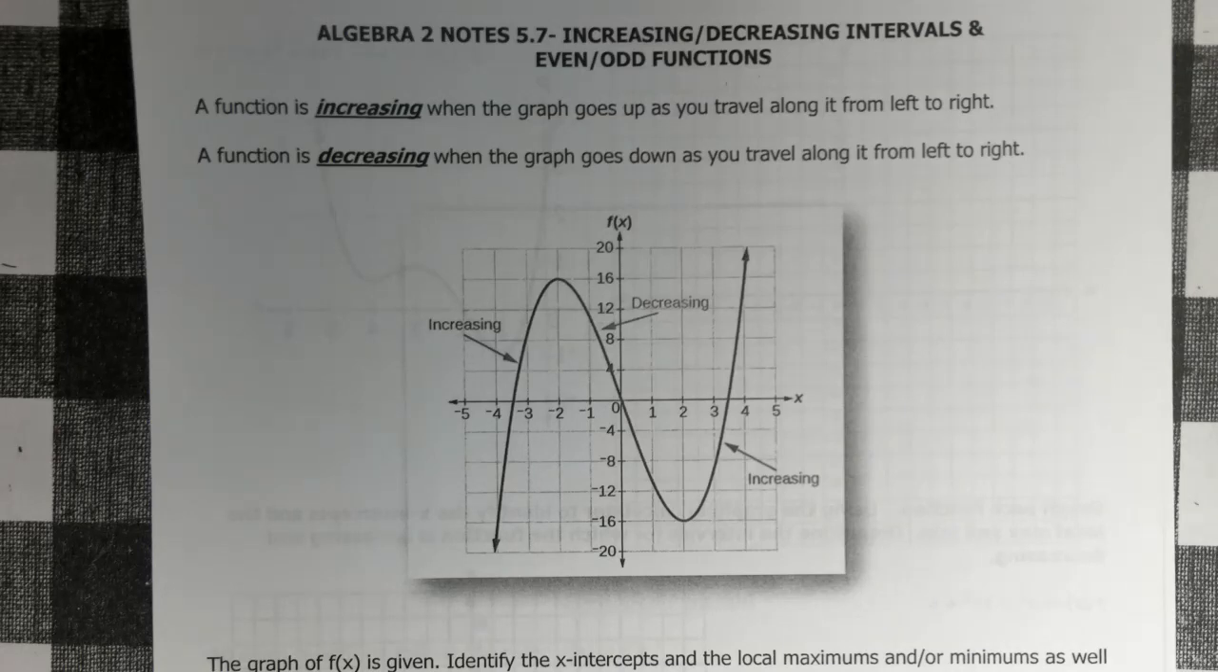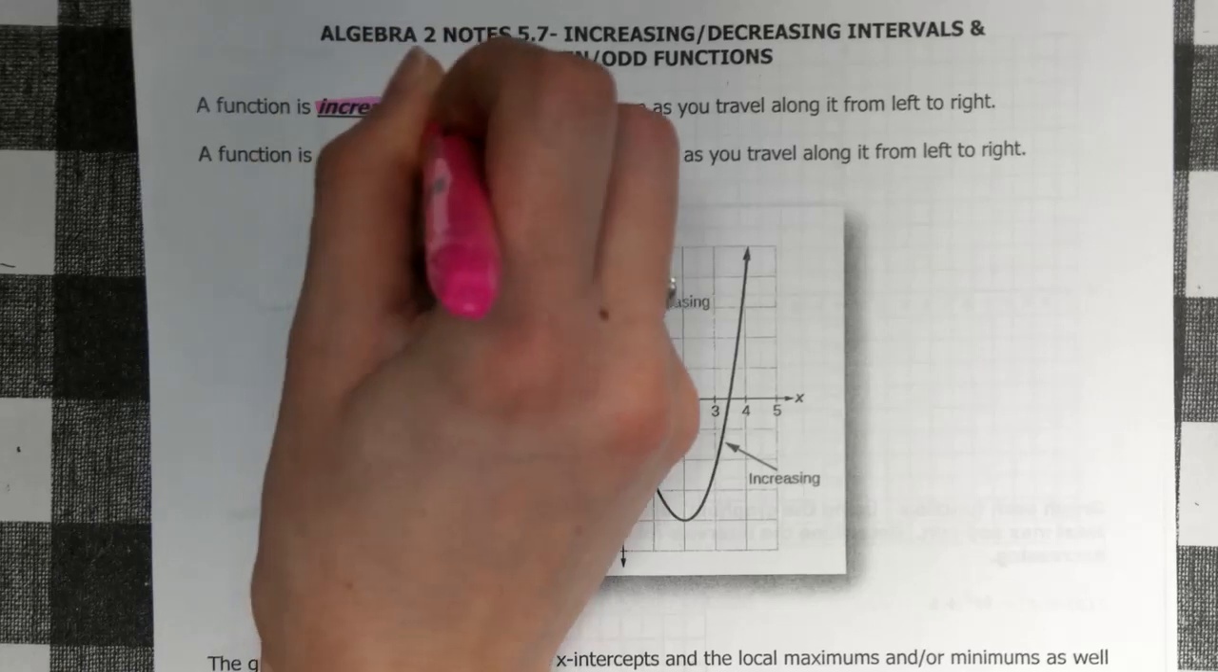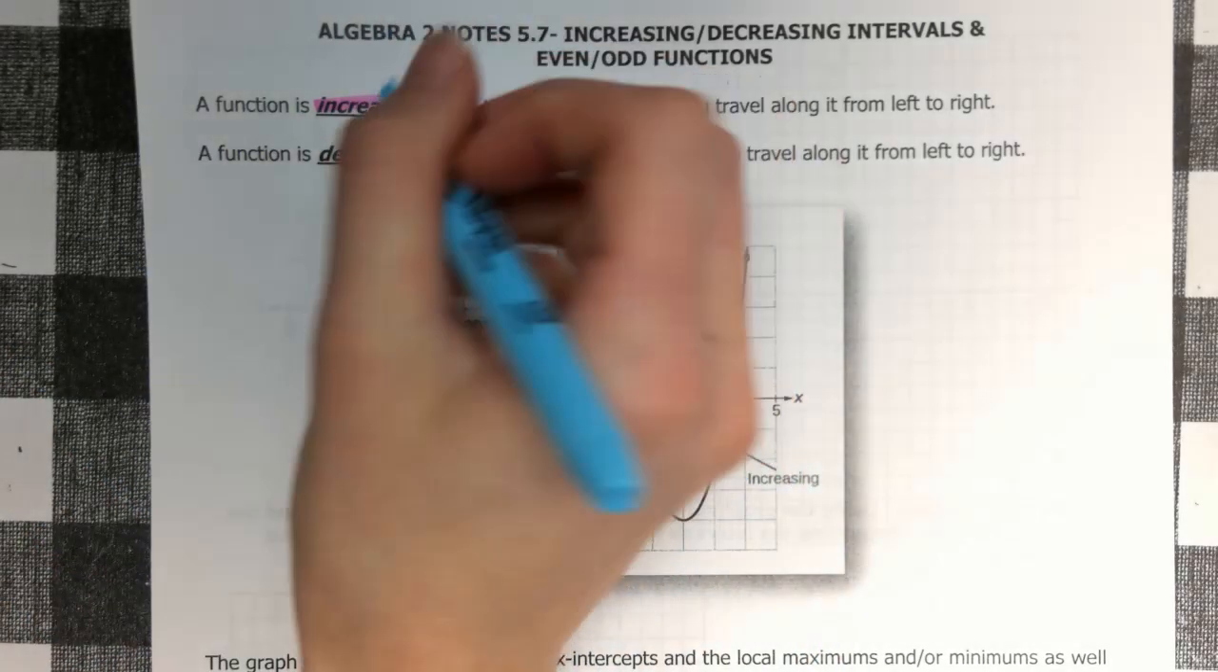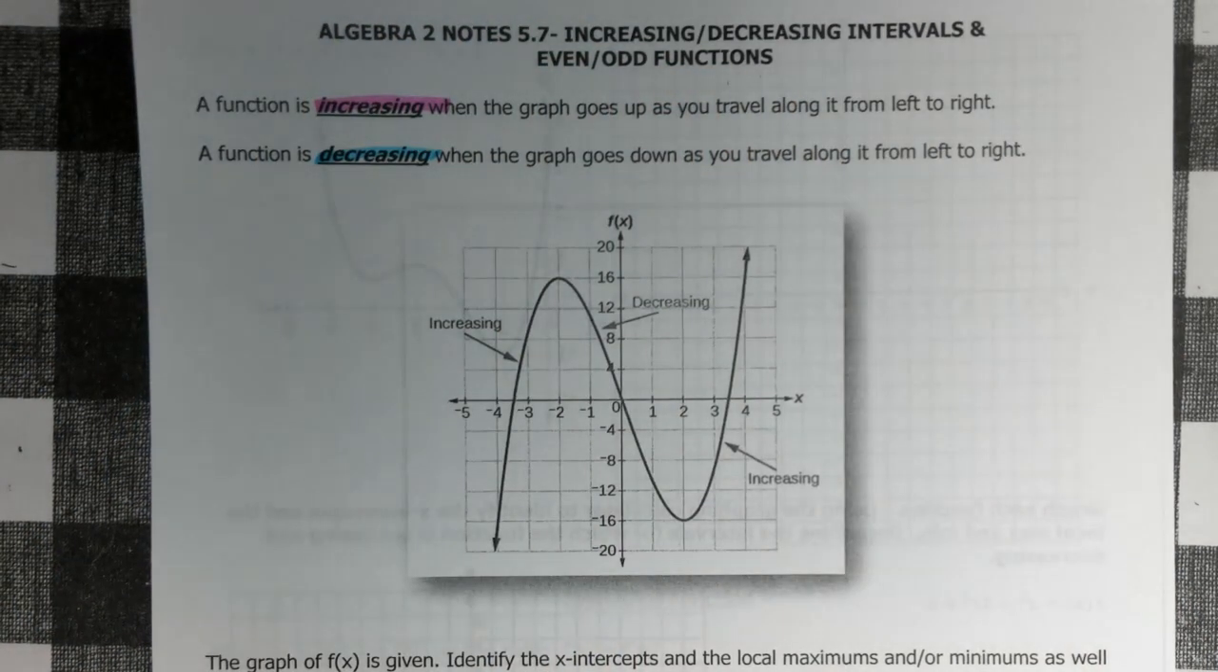So a function is increasing when the graph goes up from left to right, okay? And a function is decreasing when the graph goes down from left to right, okay? Very simple, self-explanatory of what you think would be increasing and decreasing, okay?